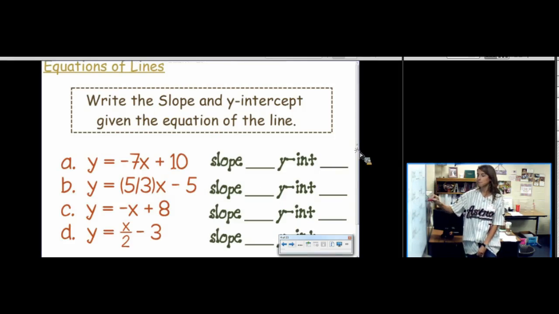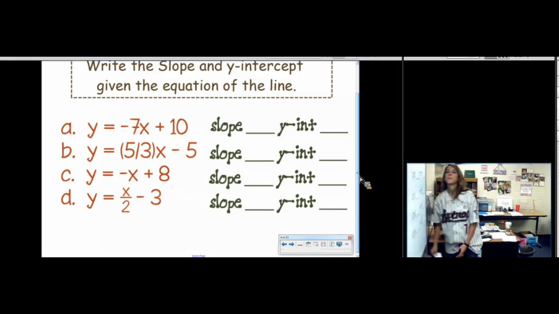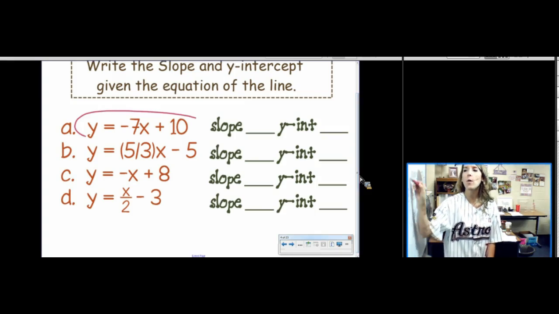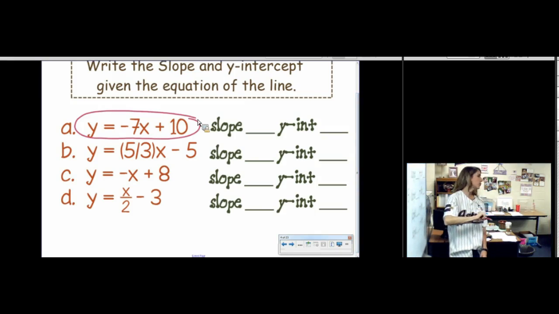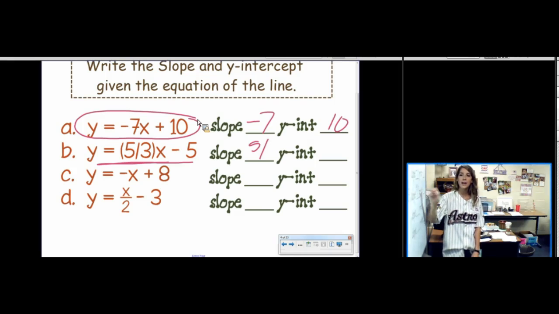All right. A, John, tell me the slope and tell me the y-intercept. What's the slope? -7. -7 is the slope. John, what's the y-intercept? 10. B, what's the slope? 5/3. What's the y-intercept? Beautiful.